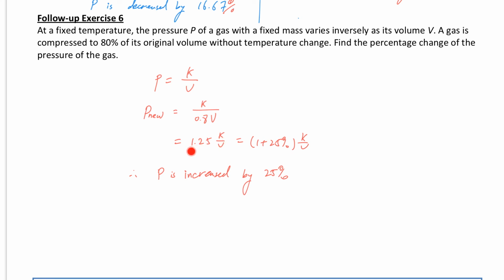1 over 0.8 is equal to 1.25. I can change it to 1 plus 25%. This is the original one, times 1 plus 25% is equal to the new one. Then, percentage increase, 25%.